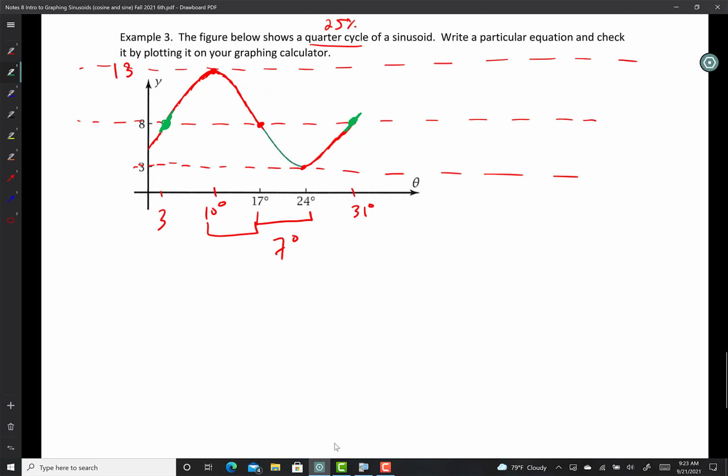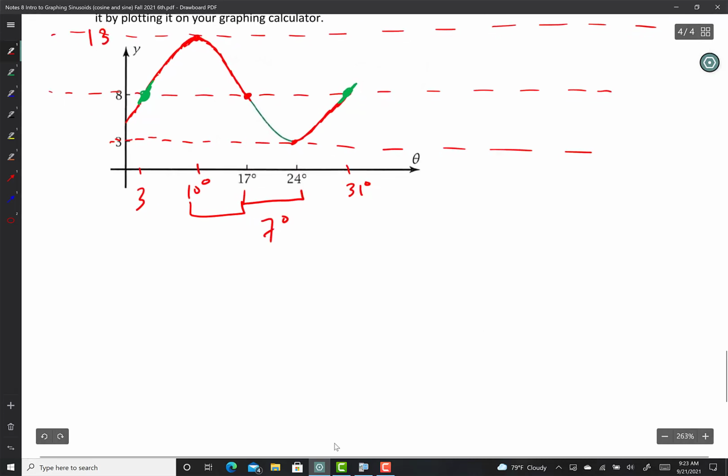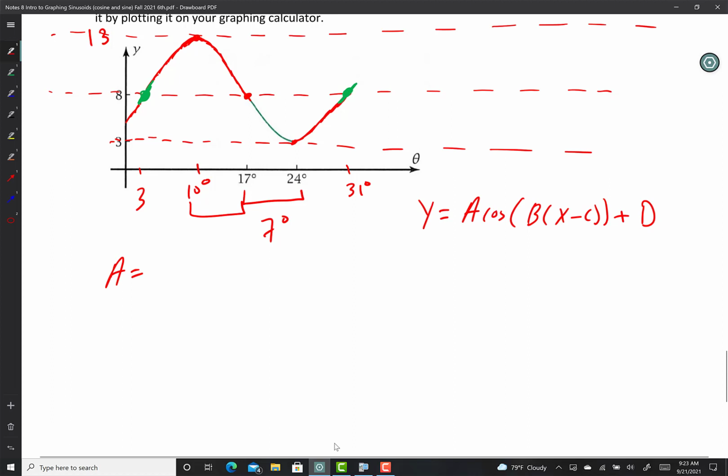All right, here we go. Let's answer the question. Since we probably think cosine's easier because we've just done back-to-back problems with cosine, let's do cosine first. A cosine B, x minus c, close, plus d. What's the amplitude? 5. How'd you get it? Yeah, 13 minus 8 or 8 minus 3, it doesn't matter. So there it is. Amplitude is 5.